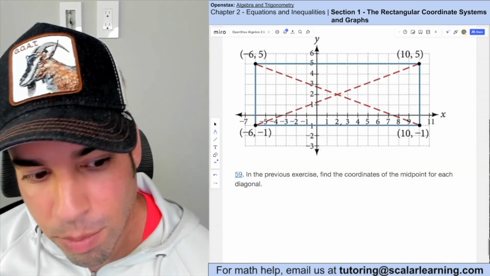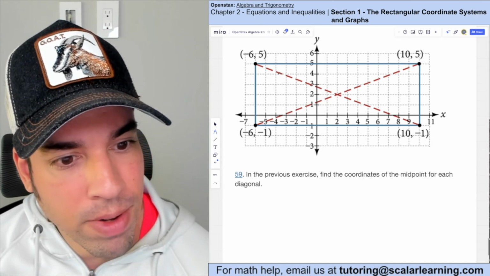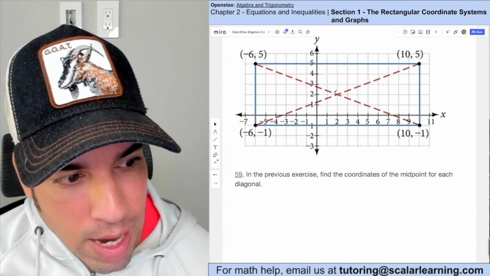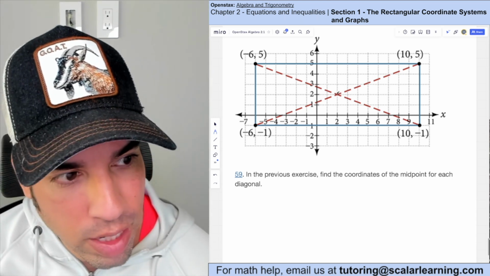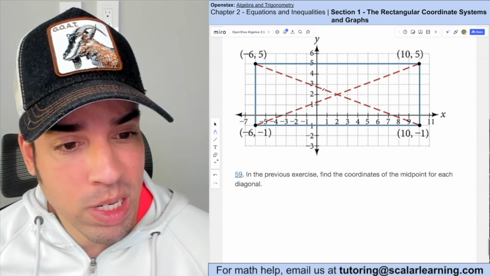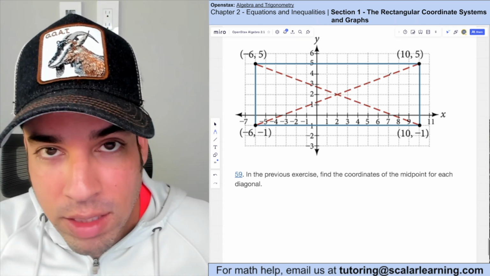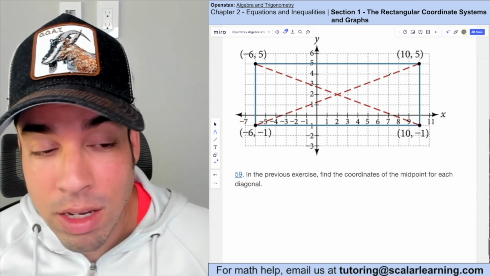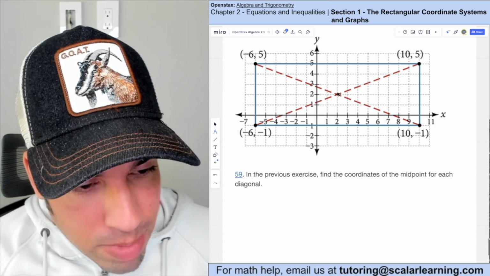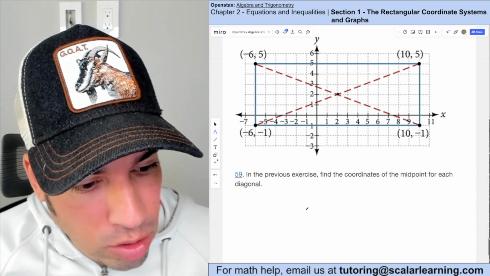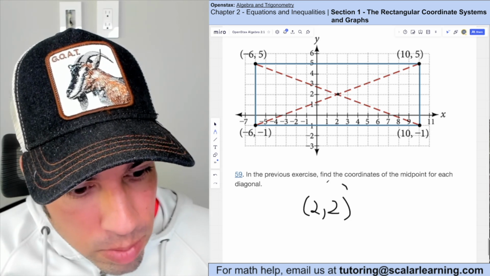Done. In the previous exercise, find the coordinates of the midpoint for each diagonal. So we're trying to find the middle point of each diagonal, but it looks like the midpoint is going to be the same for each. It's where they intersect. And that we know to be true because this is a rectangle. And guess what? The diagonals of a rectangle, they bisect each other, meaning where they intersect is the midpoint for both. So what is that midpoint for both of the diagonals? It looks like it's at 2, 2. So 2, 2. Boom, done.